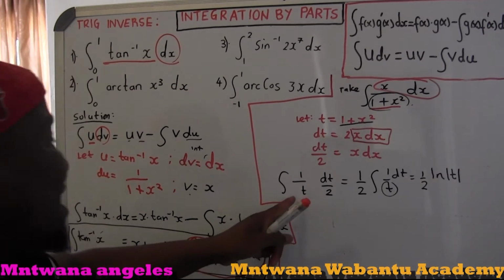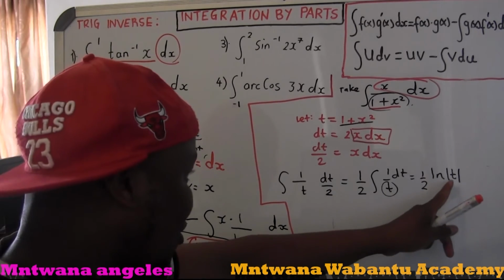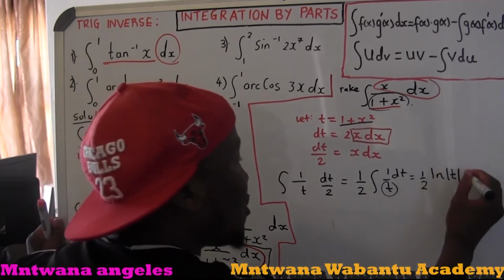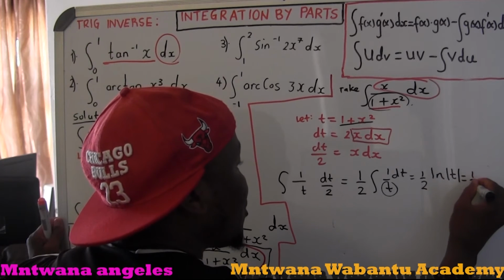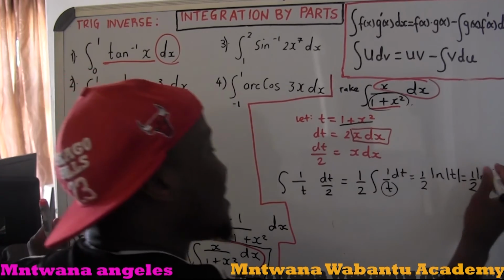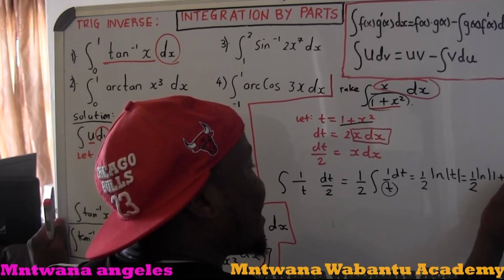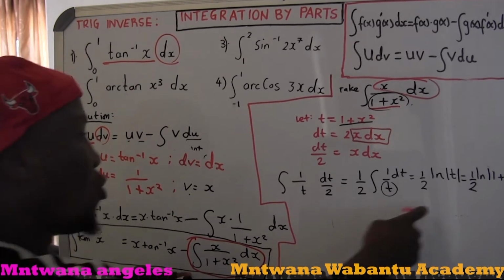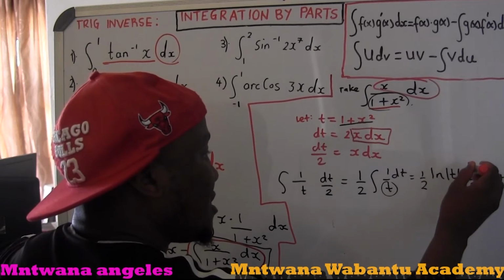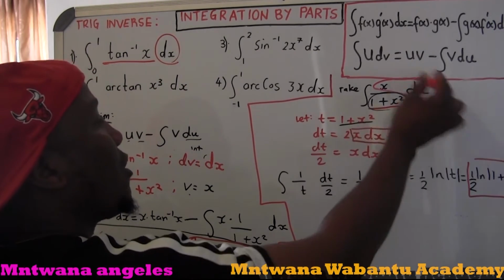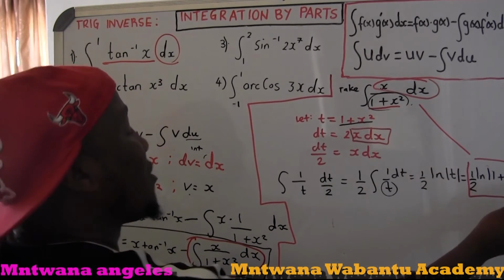So now I have already integrated. We get a half ln t. But we know the value of t. What is t? t is 1 plus x squared. So this equals a half ln of 1 plus x squared. So I'm done already. I want to replace this one here with this stuff here, because if I differentiate all of these, finally it gives me a half ln of 1 plus x squared.